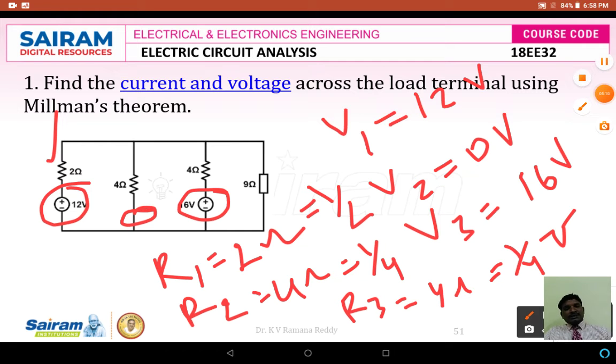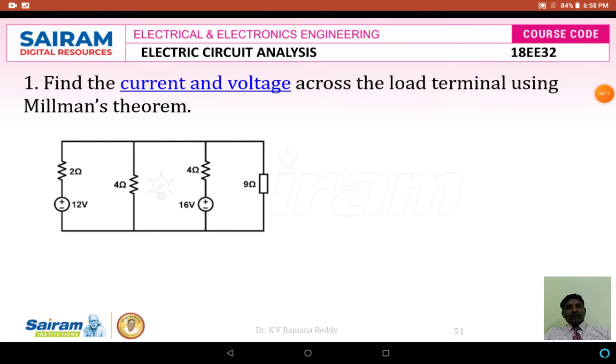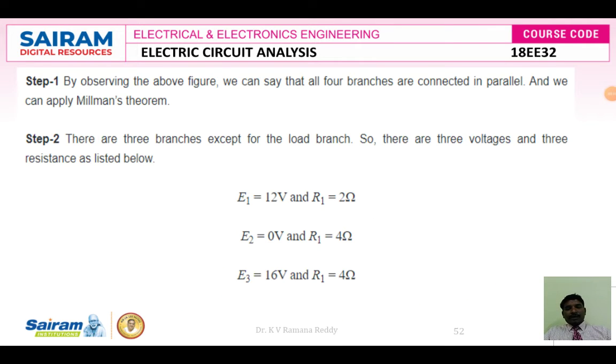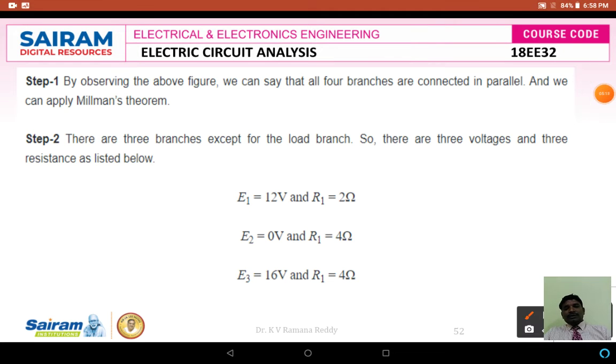So with all these formulas I want to substitute in the problem. Step 1 we already did, that is by observing the figure, how many voltage sources and how many resistors are there. Here E1 value is 12 volts, R1 value is 2 ohms, E2 value is 0 volts, R2 value is 4 ohms, E3 value is 16 volts and R3 value is 4 ohms.